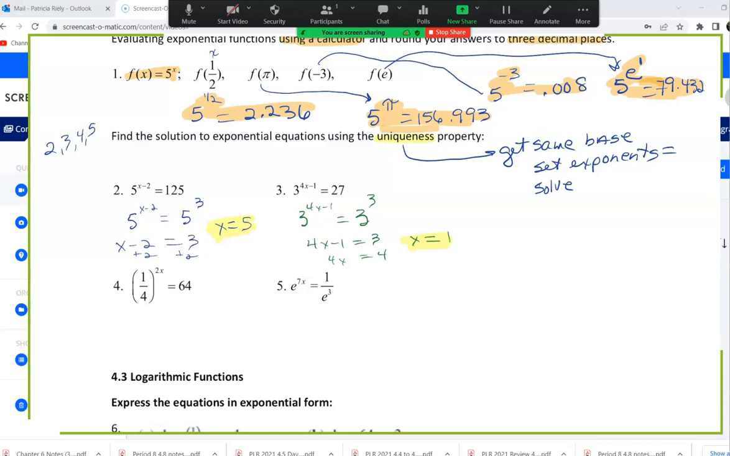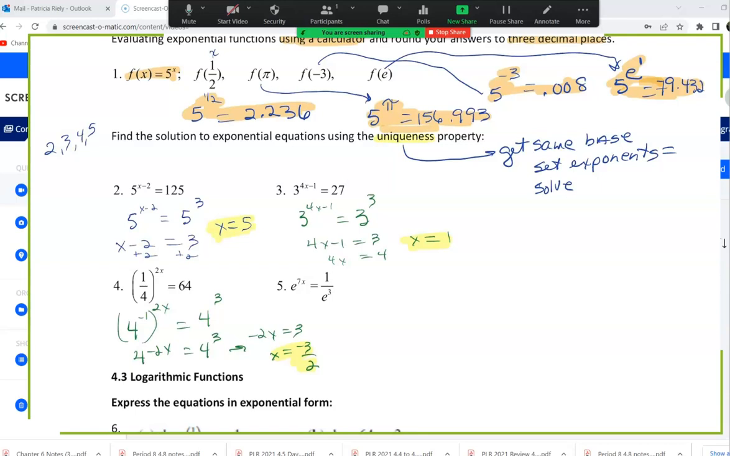Next one, I would go for the same base. So I'm going to first do this maneuver. This is 4 to the -1 raised to the 2x. So that's 4 to the -2x. That's going to equal 4 to the third, which is what 64 equals. So -2x equals 3. So x equals -3/2. Okay, we have one more of these left.